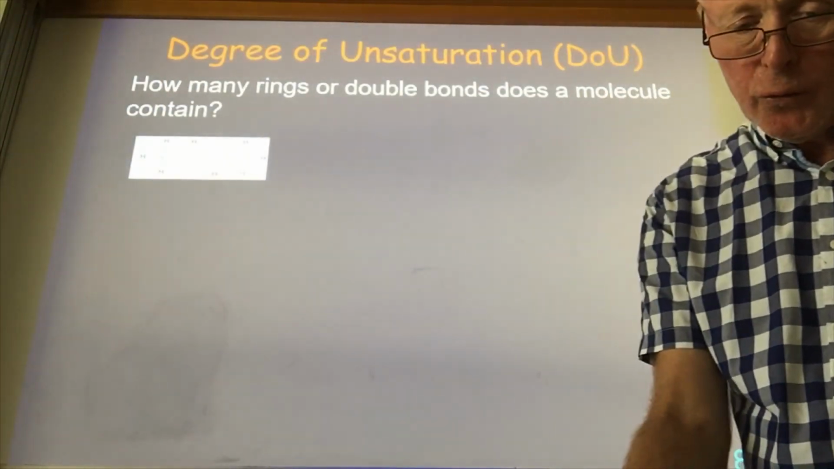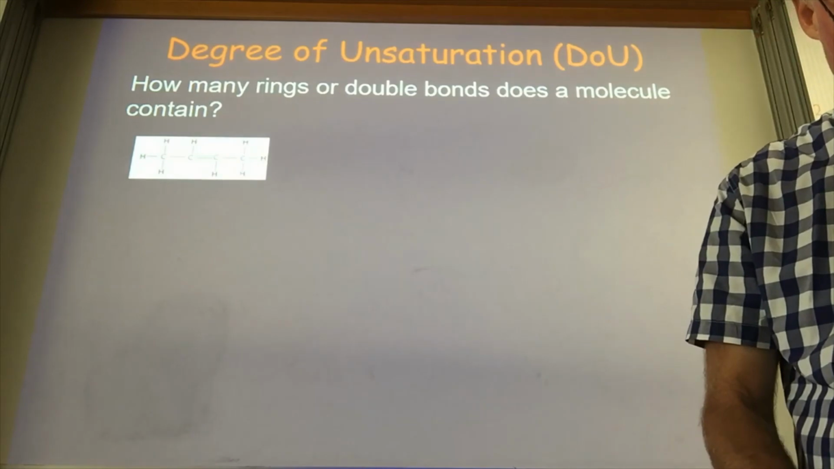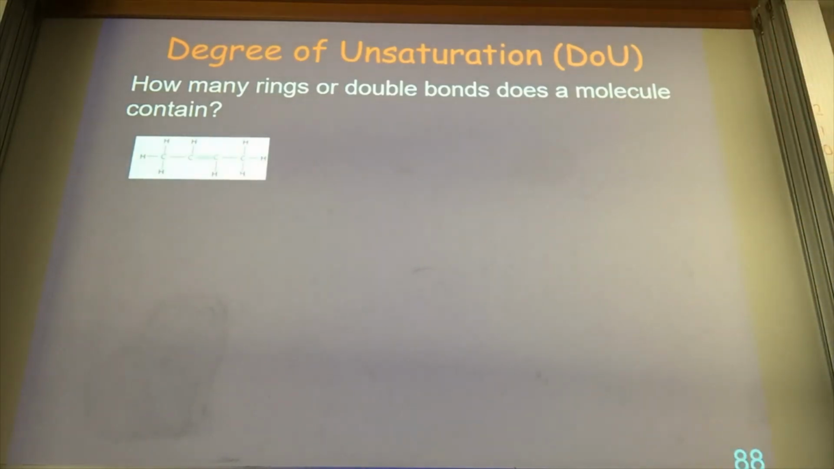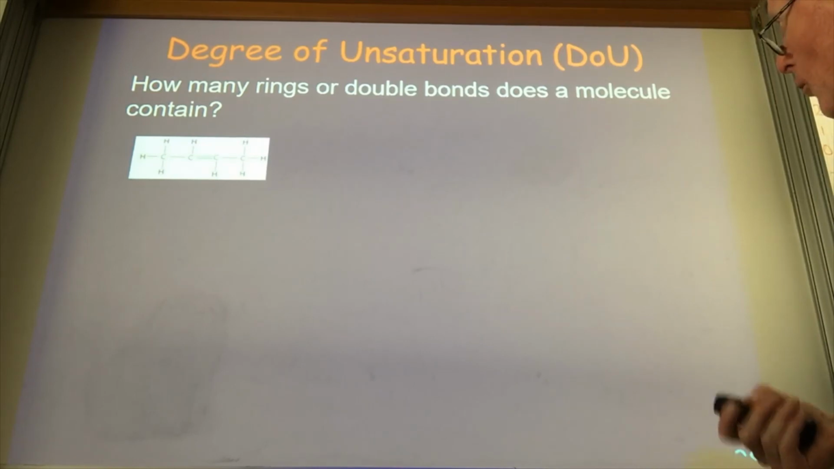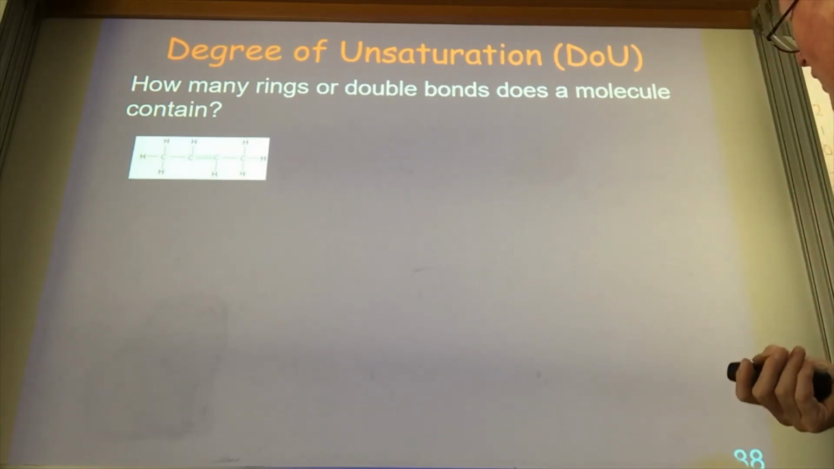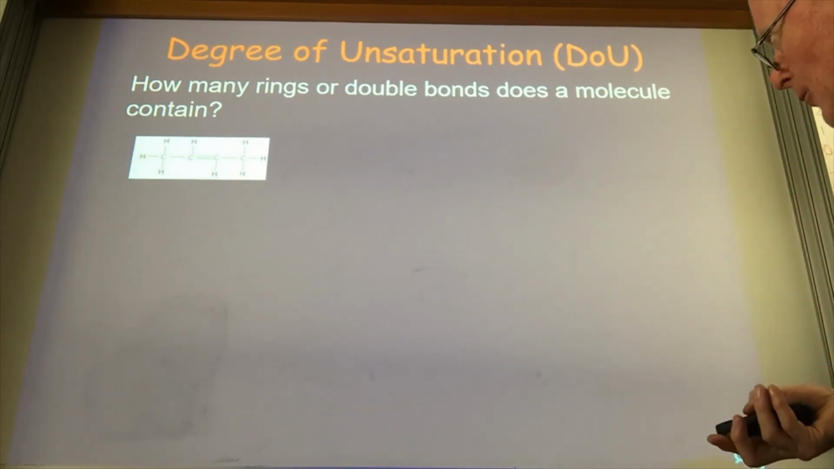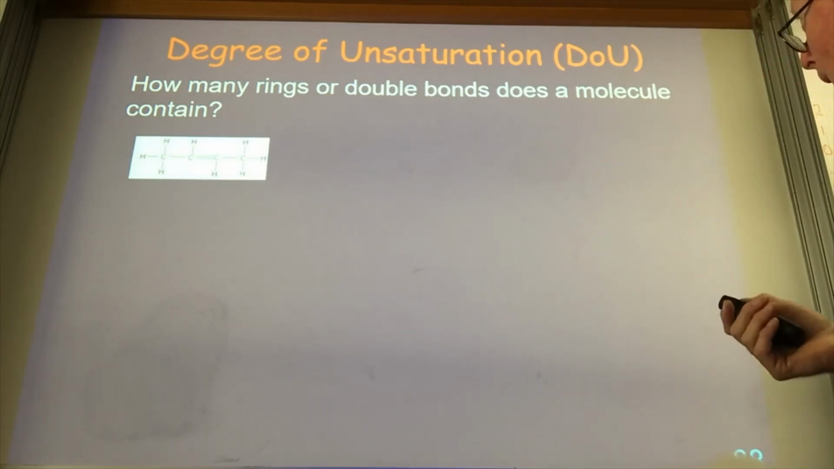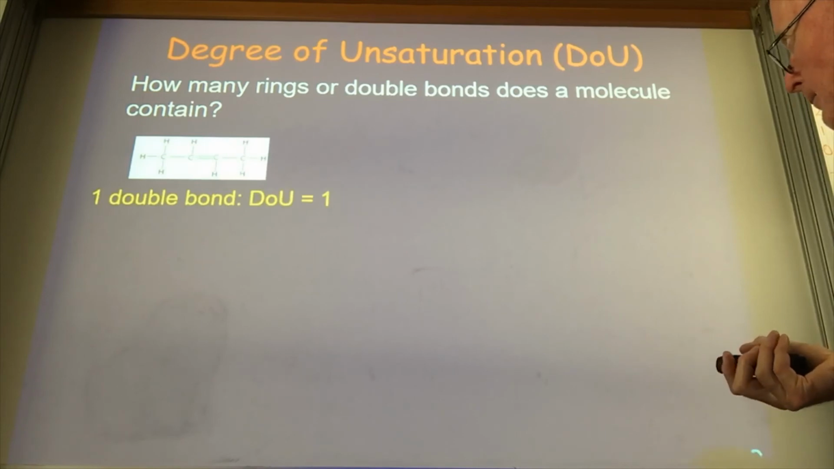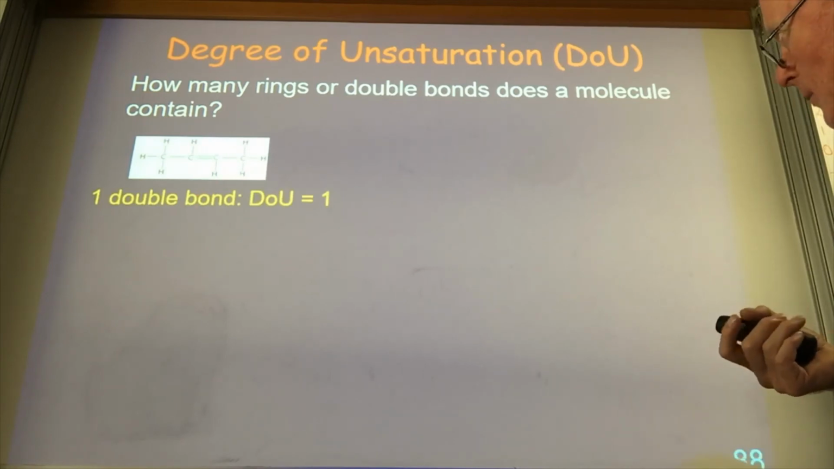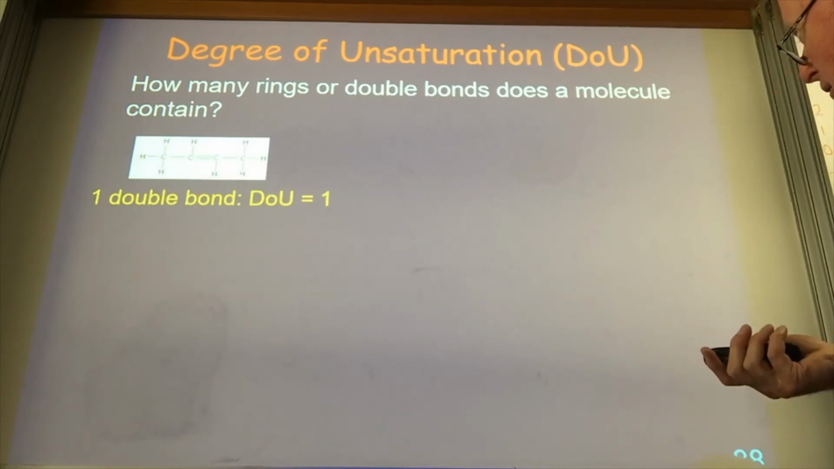Finally, a little add-on to the topic in which we learn a technique. If you're given the molecular formula, it's useful to know how many double bonds are in the molecule. And a little technique that we apply is called the degree of unsaturation. So this one's got a double bond, so it's got a degree of unsaturation of 1.